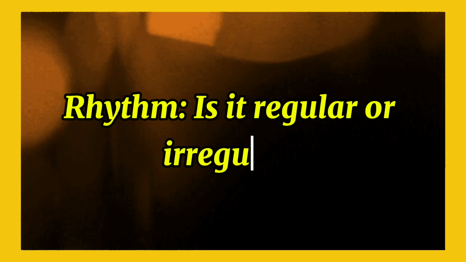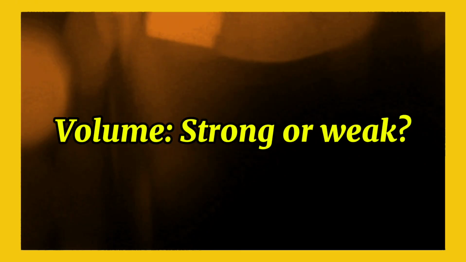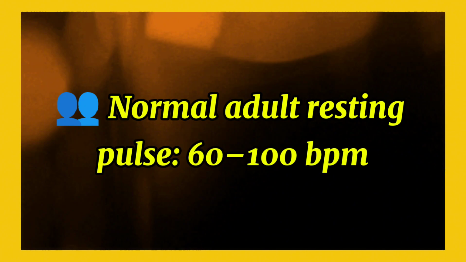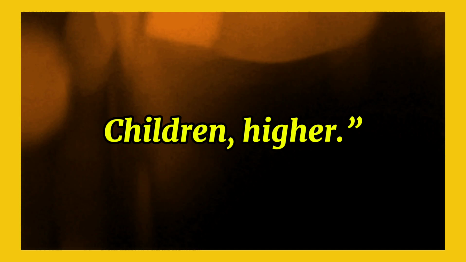Rhythm, is it regular or irregular? Volume, strong or weak? Normal adult resting pulse, 60 to 100 BPM. Athletes may have lower, children higher.